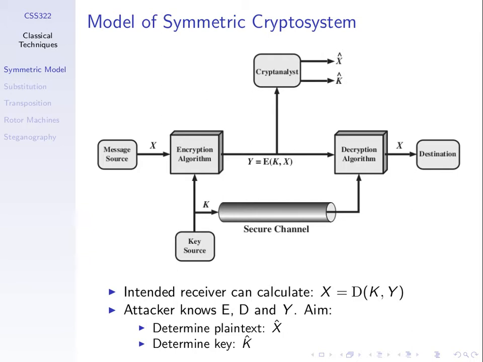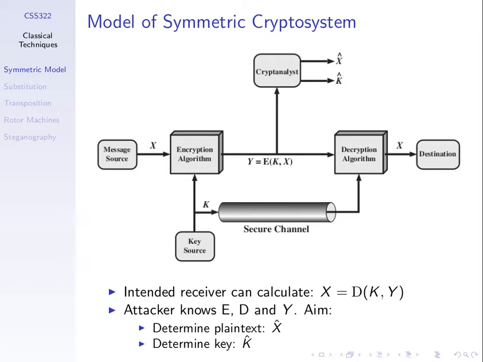No one else knows the key except the source and destination. We encrypt, get the ciphertext, send the ciphertext, and decrypt and get the plain text. The attacker, the cryptanalyst here, can intercept the ciphertext. Their goal is to find the plain text and/or the key. Usually if you find the plain text, you've defeated the security of the system. If you find the key, you can easily find the plain text.